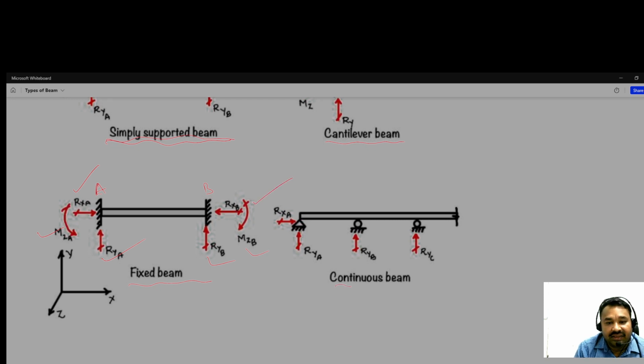What about the continuous beam? So continuous beam, how to identify? You can see how many supports are there. If there are more number of supports, this one first, two, and three, then the beam is known as the continuous beam.